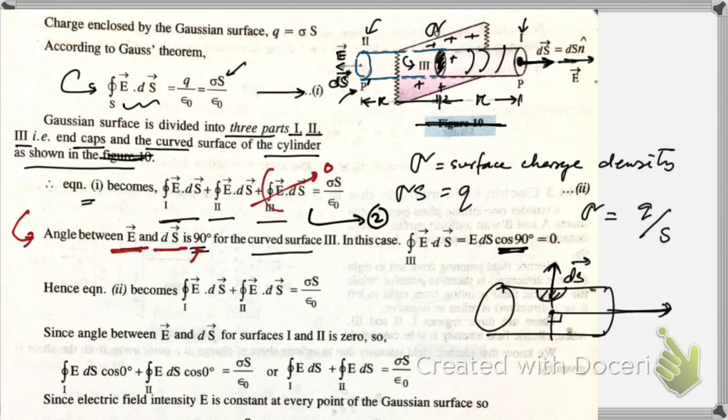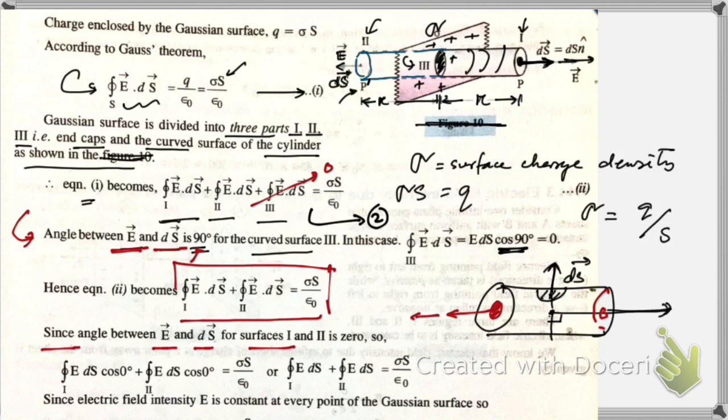That's why this third part becomes 0, right? So that's why this equation number 2 is reduced to this form. Now, since the angle between E and dS for surfaces 1 and 2 is 0, for these two end surfaces, here you see this is the dS and its area vector is in this direction, E also is in this direction, the same direction. So here theta will be 0, so cos 0 is 1, so that's why this equation gives this result.